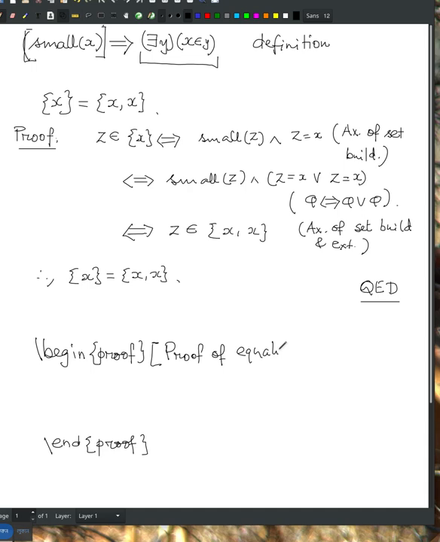But you can write something like this: proof of equation 20, and you paste this part, and that's it. That is fine with regard to the LaTeX. The LaTeX part is not the problem.